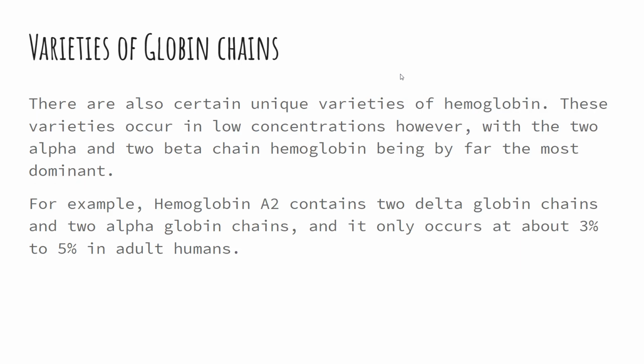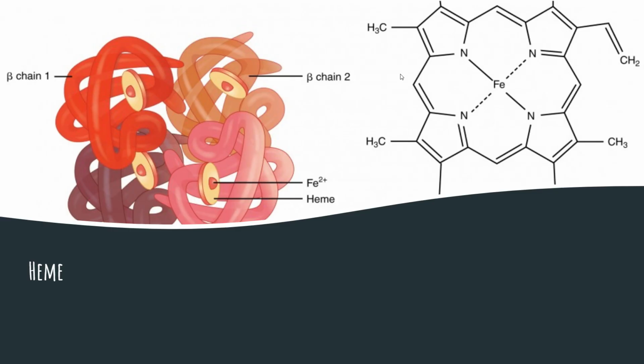Varieties of globin chains. There are also certain unique varieties of hemoglobin because there are different globin chains. These varieties occur in low concentrations, however, with the 2 alpha and 2 beta chain hemoglobin being by far the most dominant. For example, hemoglobin A2 contains 2 delta globin chains and 2 alpha globin chains, and it only occurs at about 3 to 5% in adult humans.